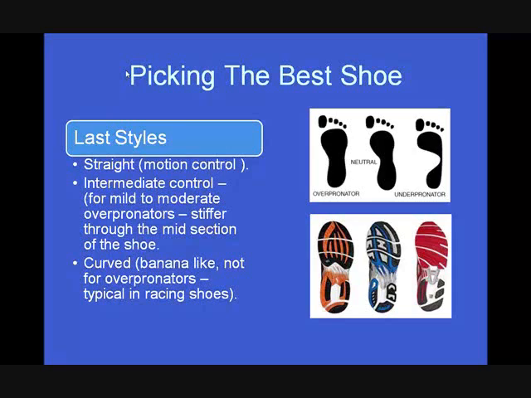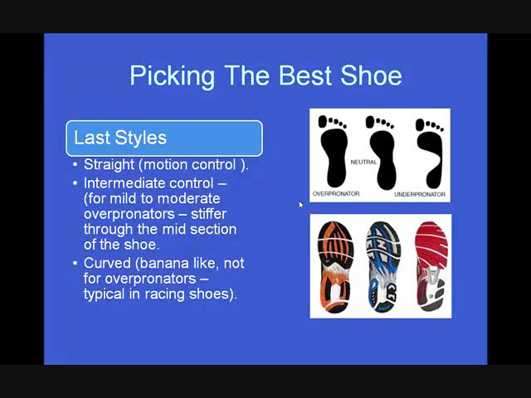Let's go into picking the right shoe, or the best shoe. Last styles. There's something called a straight last or a motion control shoe. If you look at the diagrams on the left, for an overpronator, straight last, the bottom of the shoe looks relatively straight. And if you look at the diagram on the bottom, it shows a very stringent motion control shoe, and you'll notice the middle portion is very, very wide. As you go into an underpronator or a neutral shoe, if you look at the diagrams to the right, you'll notice it gets a little bit thinner and it becomes more banana-like. And a true underpronator really doesn't need a lot of that support.